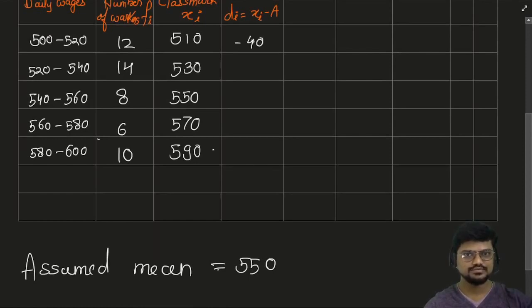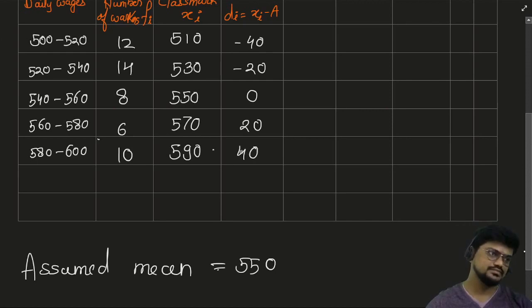Minus 40. Yes or no? Then 530 minus 550 gives you minus 20. 550 minus 550 gives you 0. 570 minus 550 gives you 20. And 590 minus 550 gives you 40. Fine. You got this value?